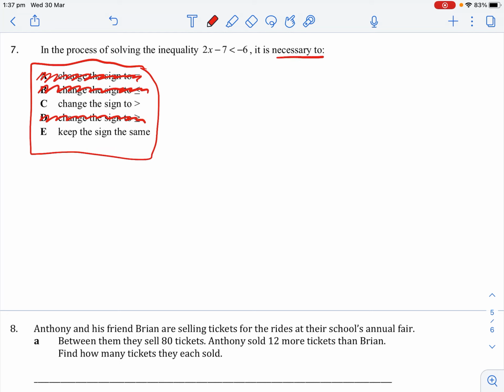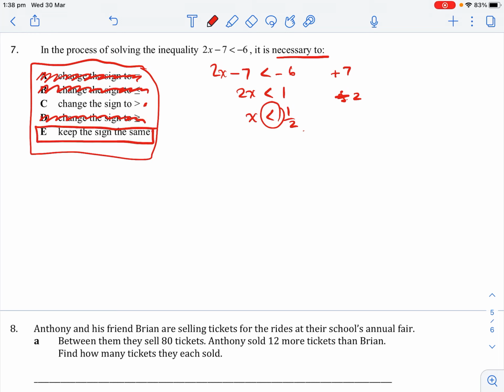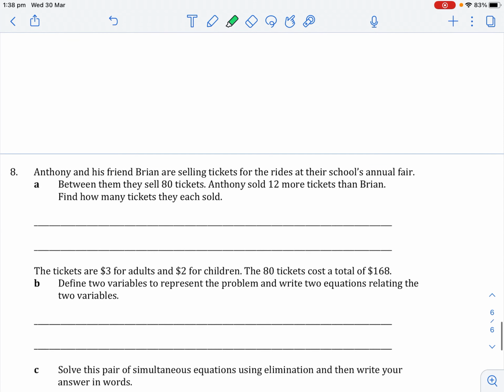So the question is, when I solve this, is it necessary to change my sign around? Well, let's have a look. If we solve it, 2x minus 7 is less than -6. If I was solving this, I would plus 7 to both sides. That would give me 2x is less than 1. And then I would divide both sides by 2, which would give x less than 1/2. Now, did I multiply or divide by a negative number in this problem? No, I did not. So I do not need to change the sign at all. I keep it the same. Perfect example of a question where they said you're allowed to use your calculator, but the calculator does not help you at all.